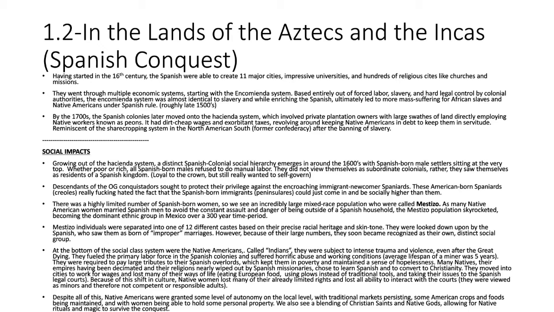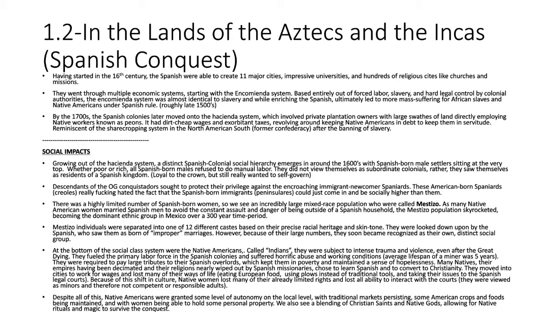So what that did was it essentially kept these Native American laborers in debt. And while it wasn't technically slavery, they were extremely controlling. The Native American laborers were kept in poverty and worked as pseudo indentured servants. It's very, very close to slavery. It's not much better, but our book refuses to call it slavery.